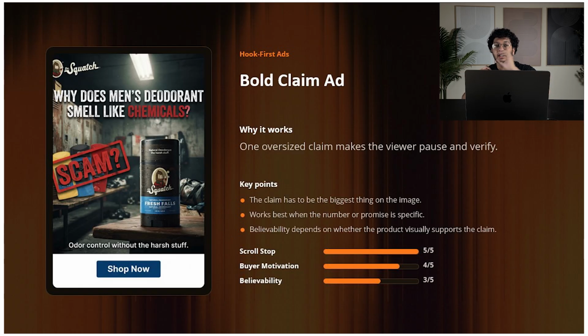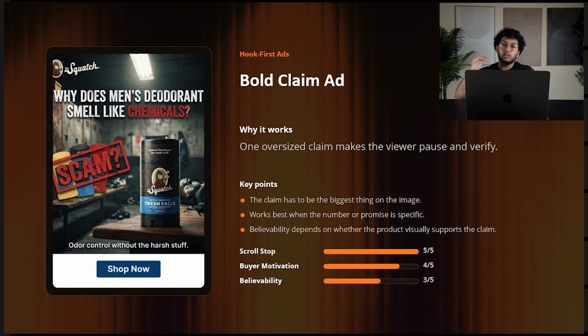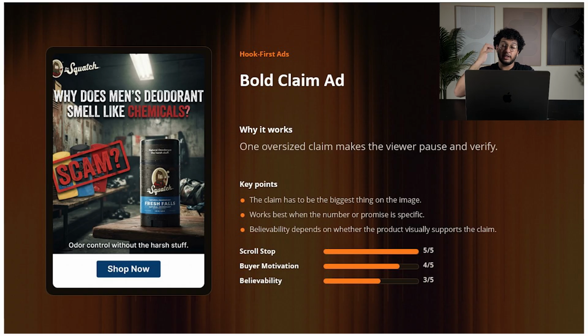And the first format is the bold claim ad. This one is going in A tier. A bold claim works because it gives the brain something specific to react to. If the ad says something like captures 99.97% of tiny particles, your brain immediately goes, wait, is that true? That pause is the entire point. This scores very high on the scroll stop because a specific claim is much stronger than a vague copy like cleaner air or better results.